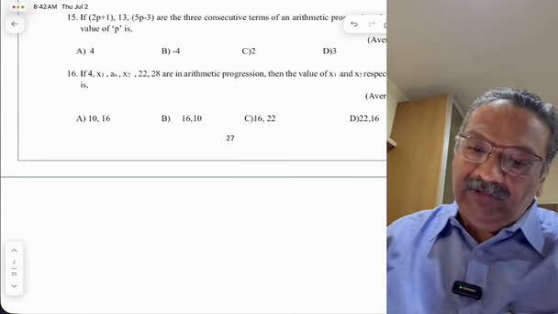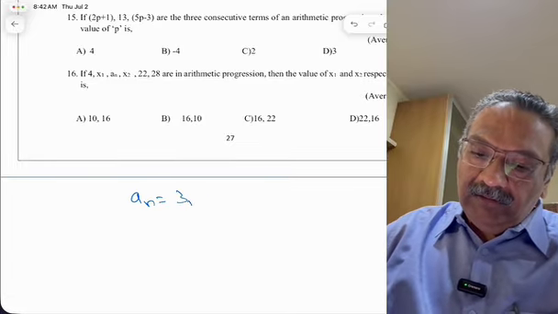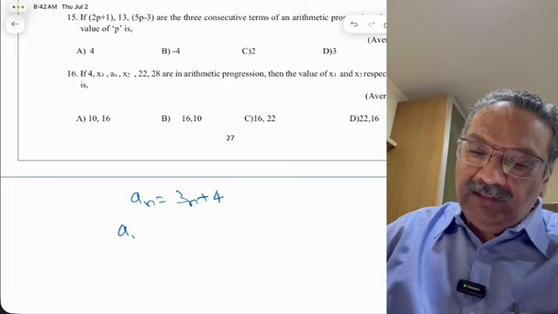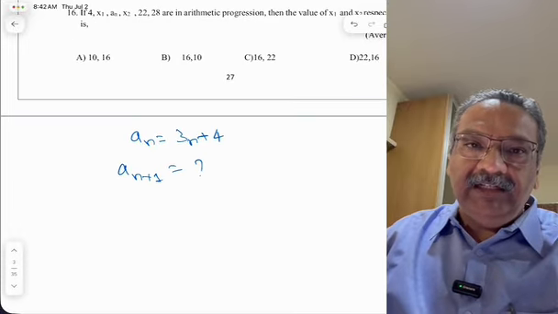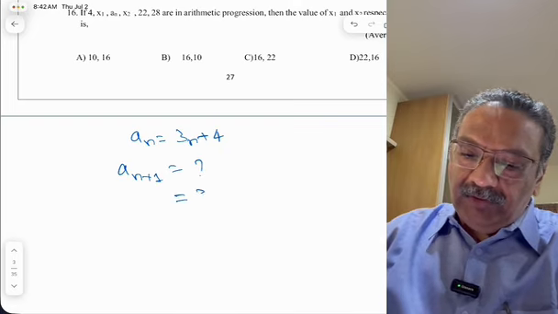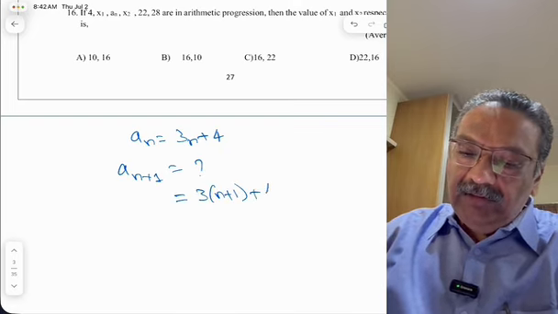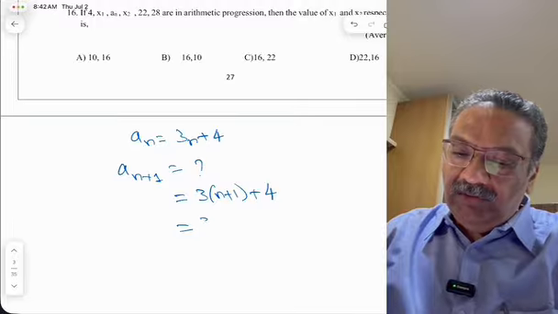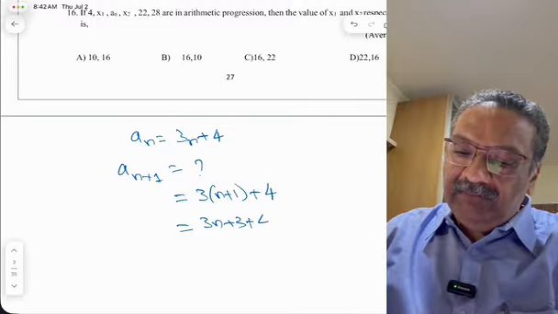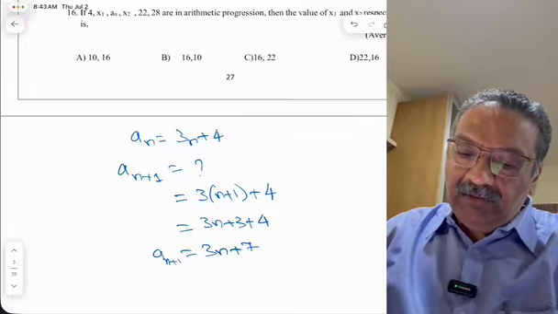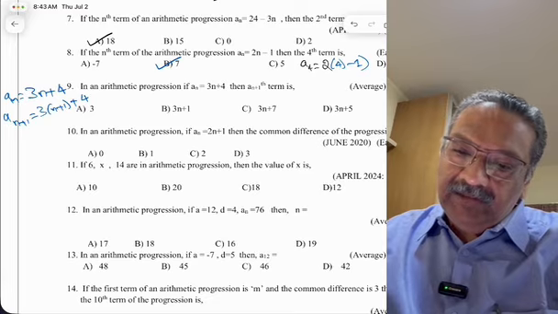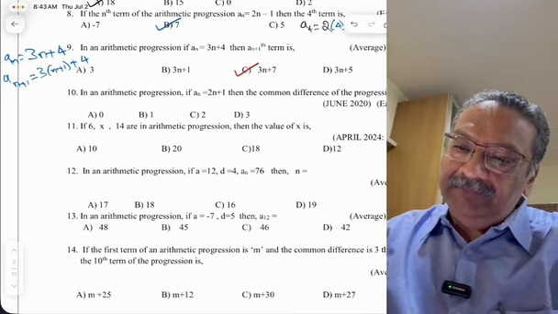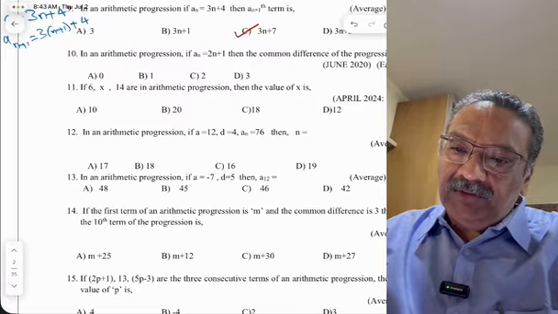What they have given is an is equal to 3n plus 4, and they have asked for an plus 1. So in place of n we have to put n plus 1. So that is equal to 3 into n plus 1 plus 4, opening the bracket, 3n plus 3 plus 4 is equal to 3n plus 7. So an plus 1 is equal to 3n plus 7. What is the answer here? 3n plus 7, C. Let's come to the 10th question.